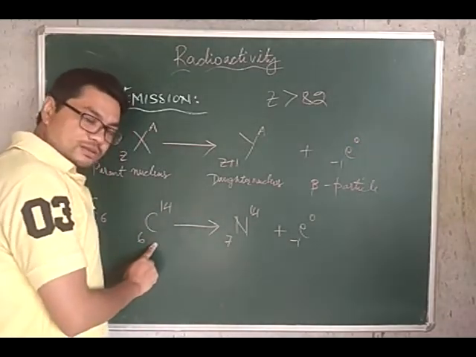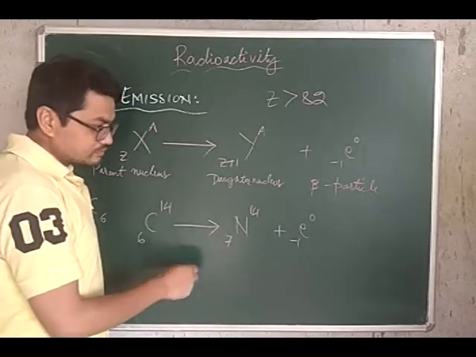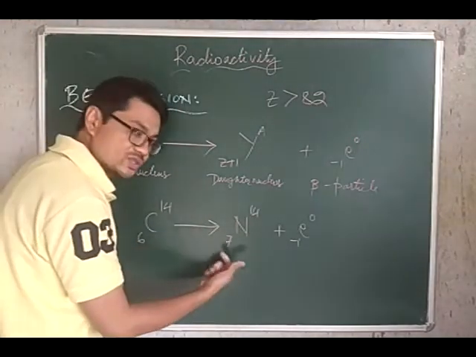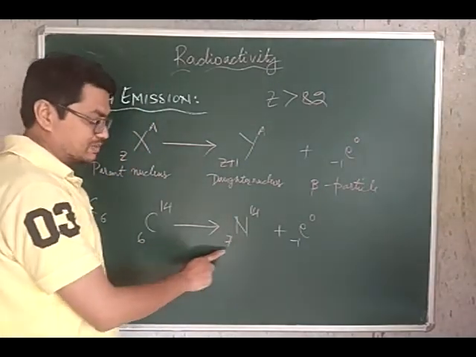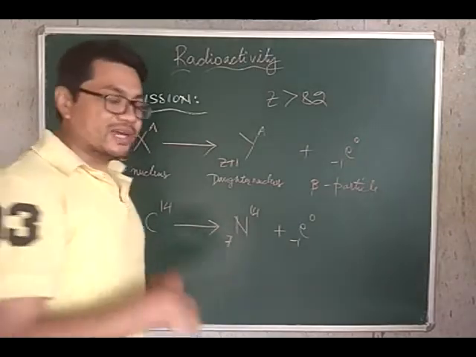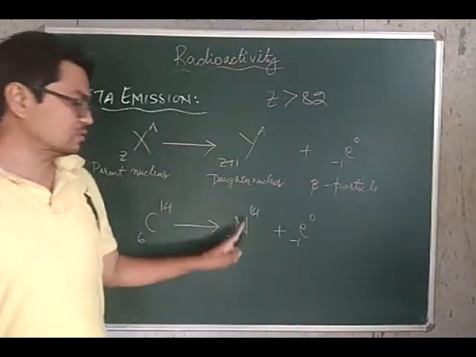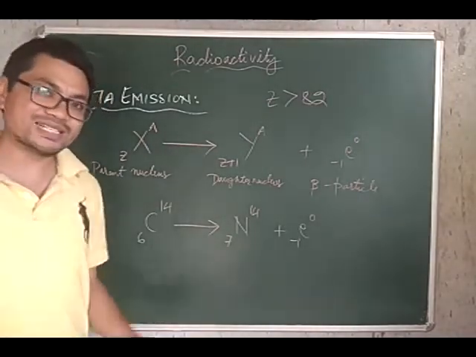So this radioactive carbon nucleus emits a beta particle, as you can see, and thereby it changes to nitrogen because its atomic number gets increased by 1. 6 plus 1 becomes 7, and the element having atomic number 7 is nitrogen, so 14 and 7. So this is an example of beta emission.